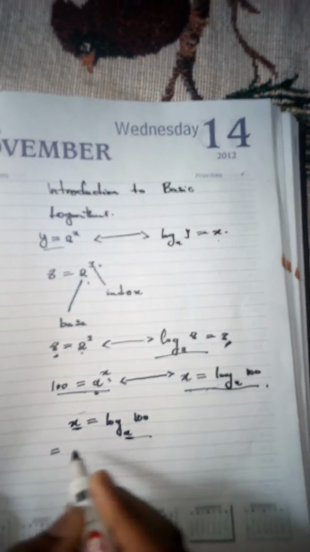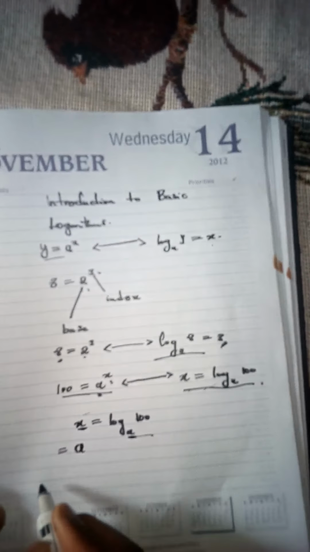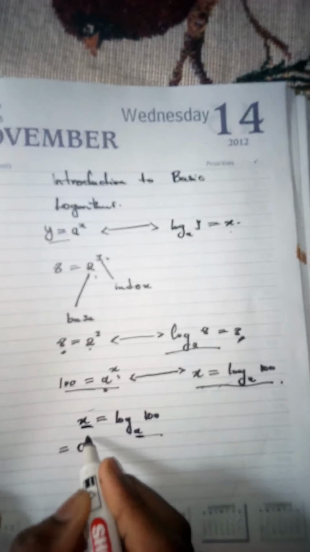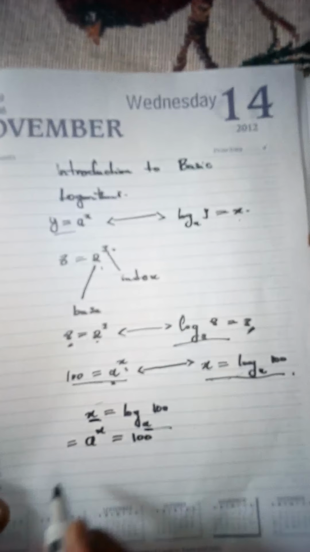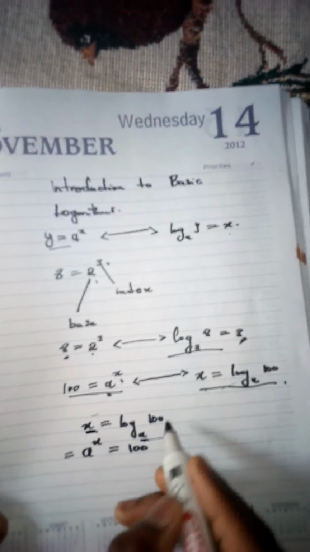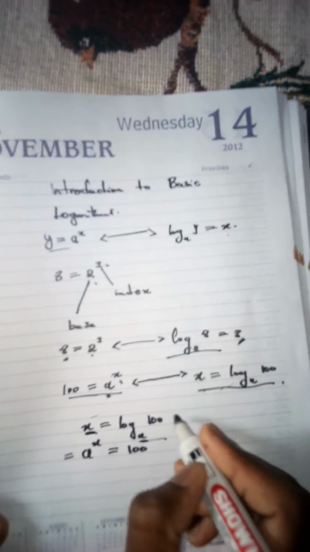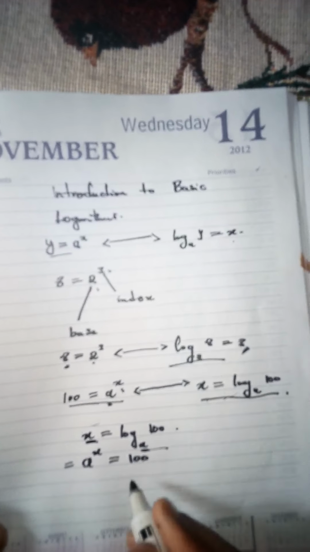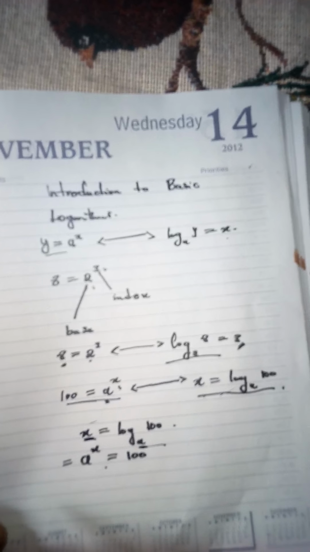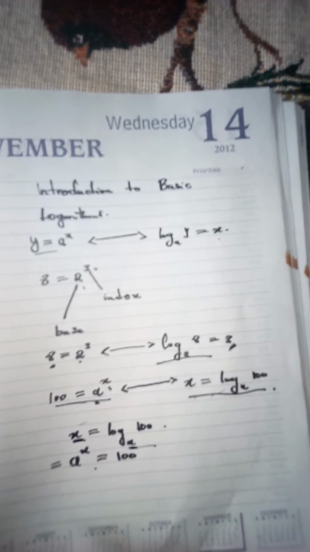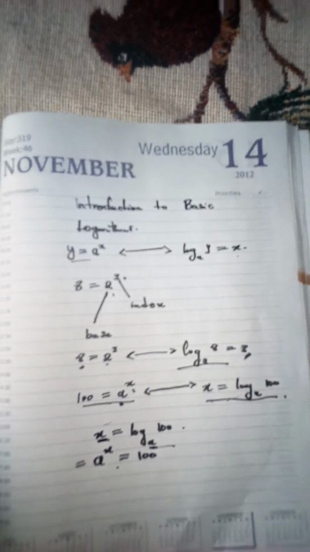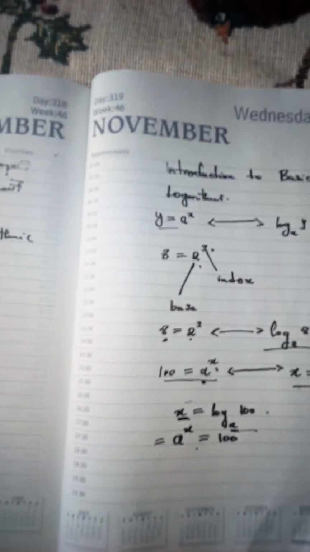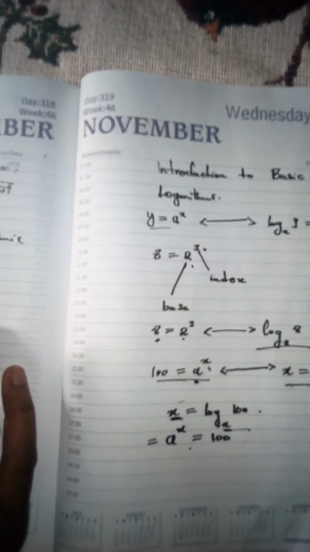Okay, so the base is a, so I write my a like there, that's my base, and this I know is my index, is equal to x. Then I equate it to 100. So I've changed the logarithmic form into exponential form, like that. So that is how we change it. That's the basic introduction to logarithms.